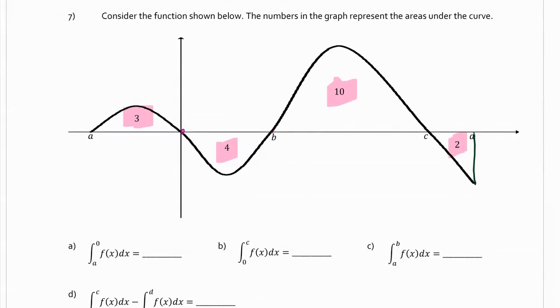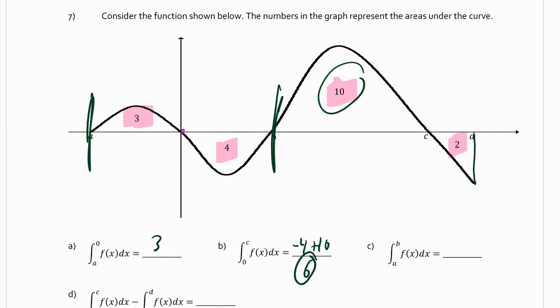So let's do the integral from A to 0. So A is on the left, 0 is on the right, and I get 3. The integral from 0 to C is equal to, well, this piece here is -4 because it's below the axis. And then this piece up here is +10. So -4 plus 10, and you get 6. The integral from A to B, if I go left to right, it's from here to here. I have a +3 and then a -4, so I get -1.